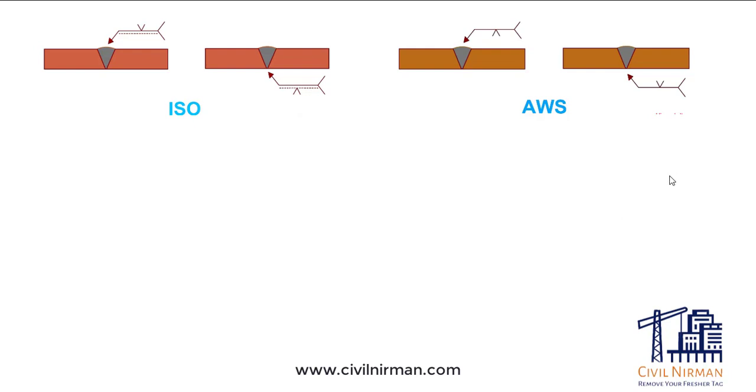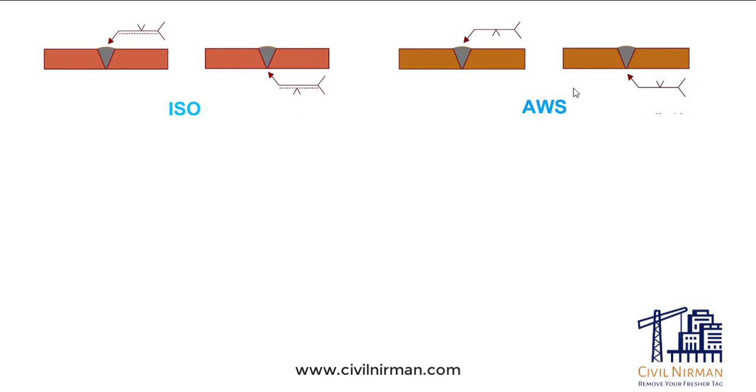See, in the ISO system, a weld on the arrow side is indicated by placing the weld symbol above the solid reference line. Okay, and a weld on the other side is shown below a dashed line as shown in this particular figure. Now if we talk about the AWS system, the weld symbol for a weld on the arrow side is placed below the reference line, and for a weld on the other side is shown above the line as shown over here. So basically dash line is not used in the AWS system.